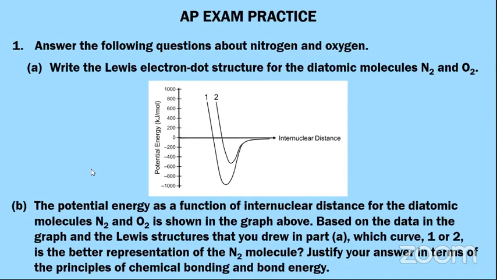In part B of this question, you are given a potential energy as a function of internuclear distance diagram. And these are for the diatomic molecules N2 and O2. So based on the data in the graph and the Lewis structures that you drew in part A, which curve, 1 or 2, is the better representation of the N2, the nitrogen molecule? Justify your answer in terms of the principles of chemical bonding and bond energy.